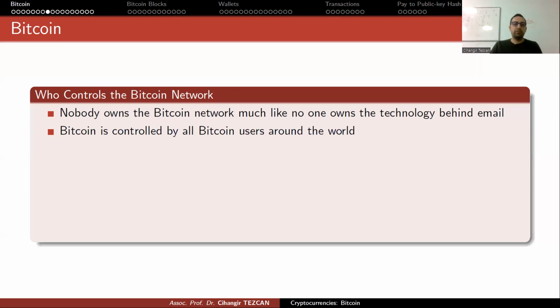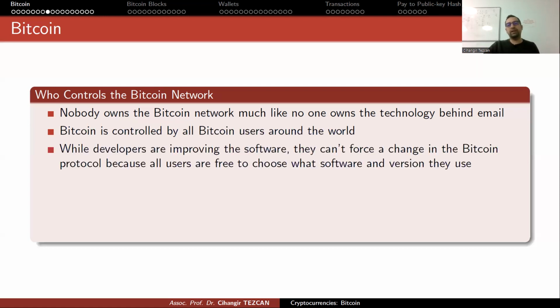future. Bitcoin is controlled by all Bitcoin users around the world. While developers are improving the software, they can't force a change in the Bitcoin protocol because all users are free to choose what software and version they use. This is the difference: you can create an update, but people may not install it. This actually happened with the SegWit update, which we are going to talk about in the following slides. Developers couldn't convince miners to install it for a few years, and in the end they agreed to install it for a completely different reason.